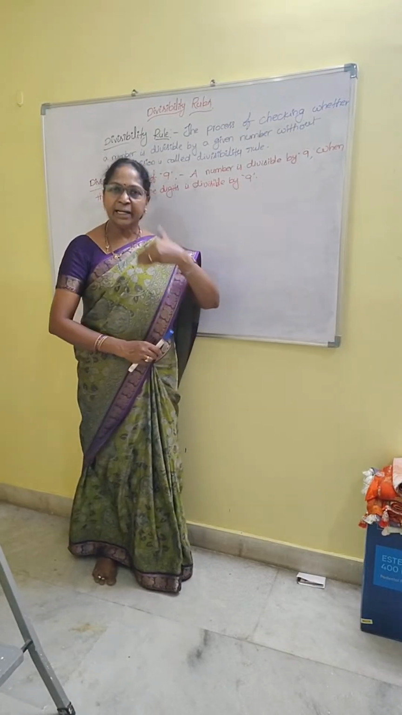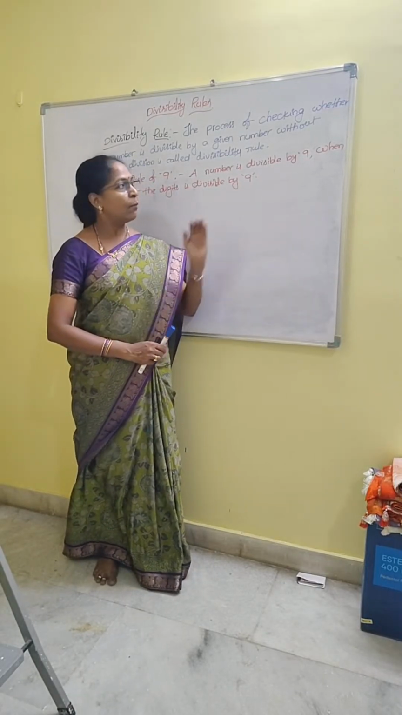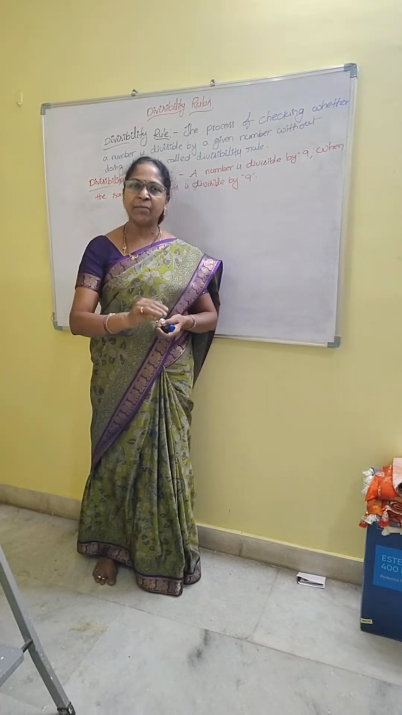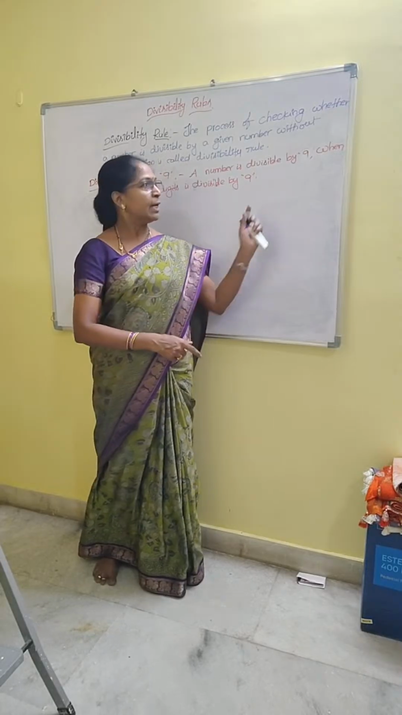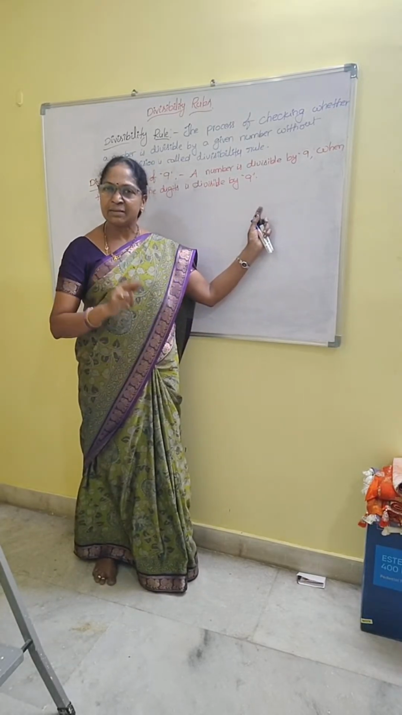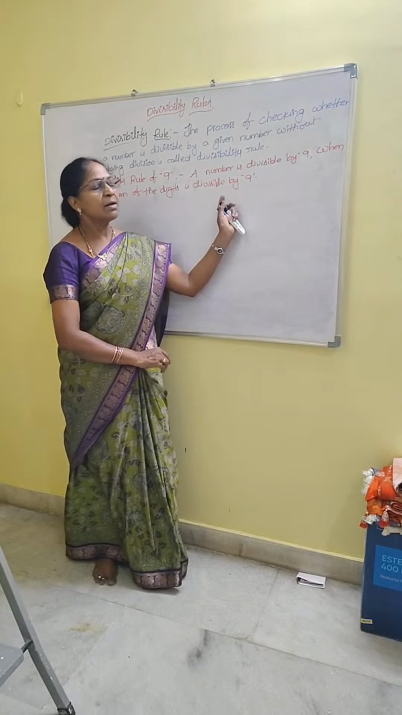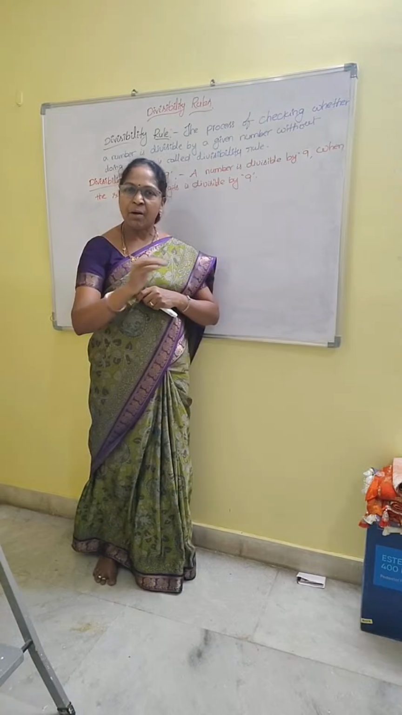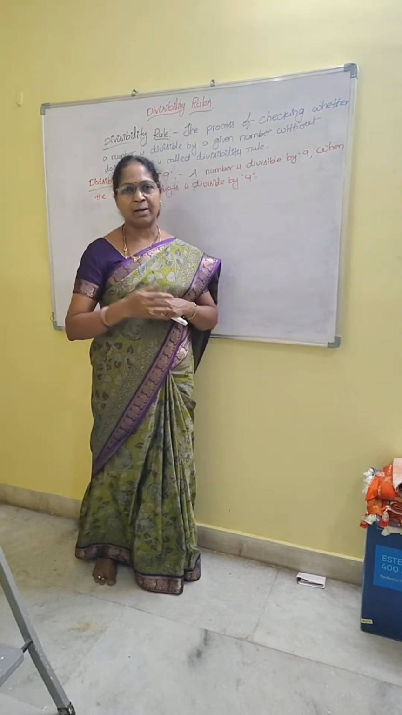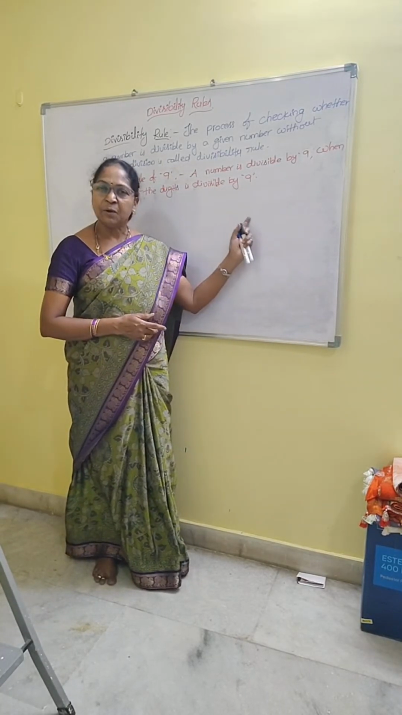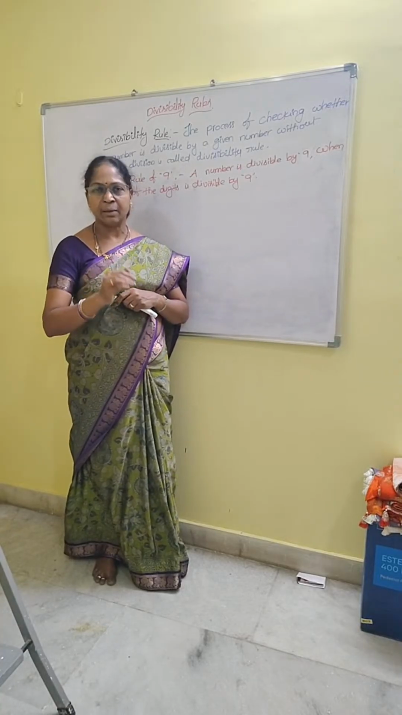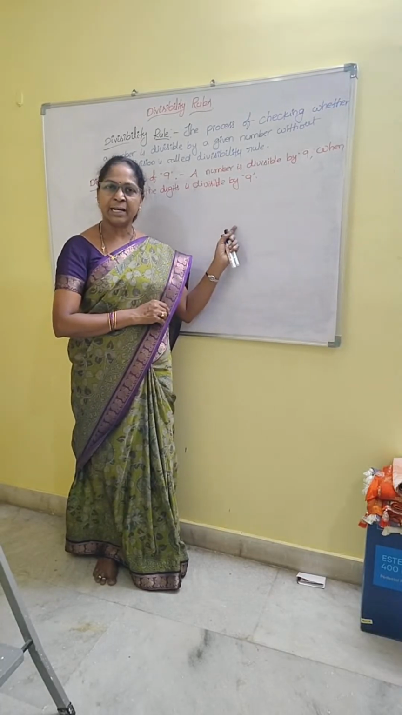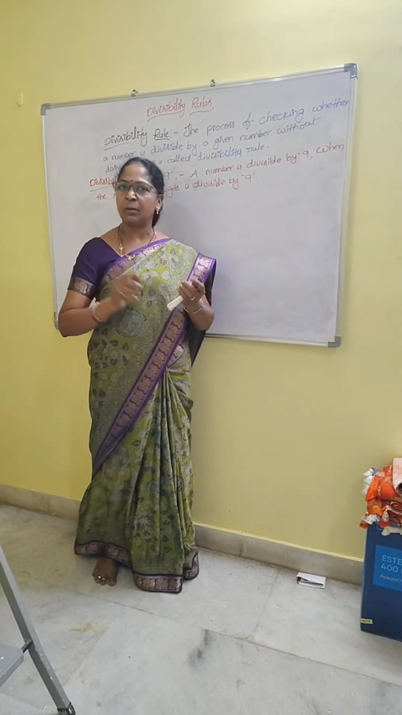And this is related to the divisibility rule of 3 also. Why? Because the third divisibility rule is also in this. Whenever the given number is divisible by 3, that means the sum of the digits is divisible by 3. Here, a number is divisible by 9 means you have to check whether the sum of the digits is divisible by 9 or not. Whenever the sum of the digits is divisible by 9, then you can say that yes, the given number is divisible by 9.